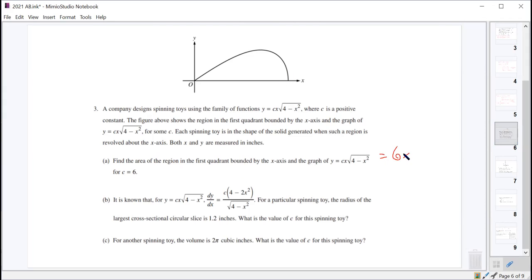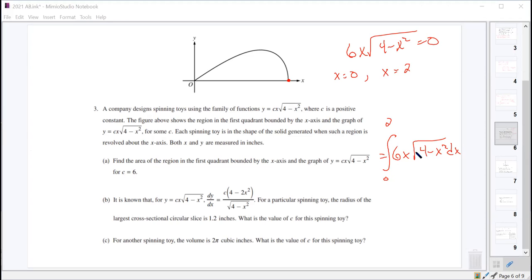So this will be 6x root 4 minus x squared. And where does this intersect here? When does 6x root 4 minus x squared equal 0? Because now we don't have a calculator, right? We got to figure this out on our own. That's whenever 6x equals 0, so that'd be if x is 0, or if x is 2. And if x is 2, that's going to also be 0. Everybody agree with that? So the area should just be the integral from 0 to 2 of this function. Everybody's good with that being the basic setup for part A?